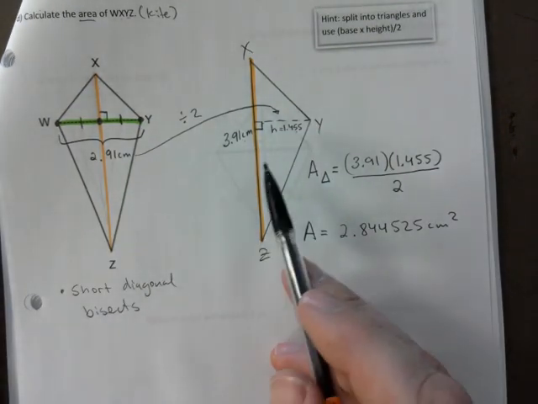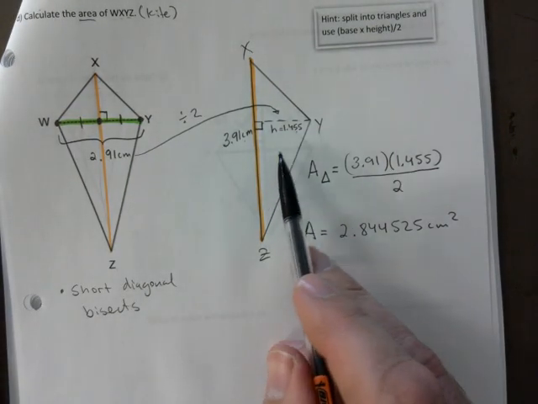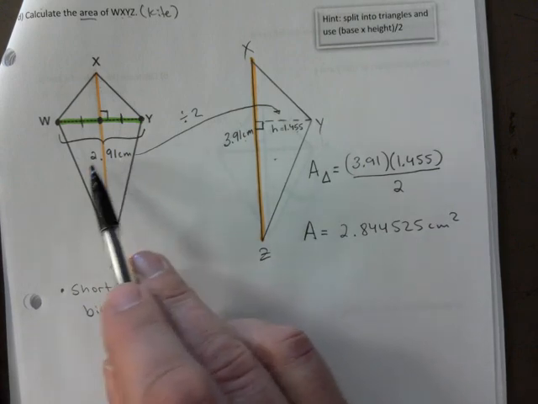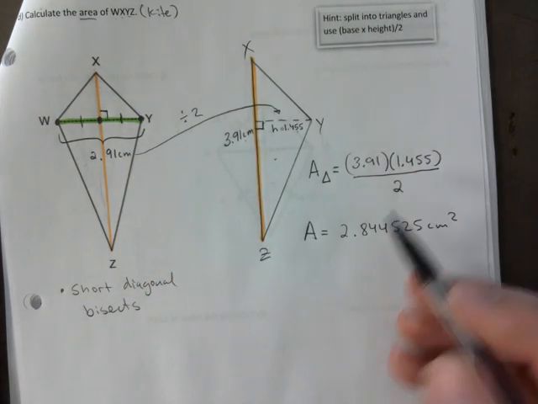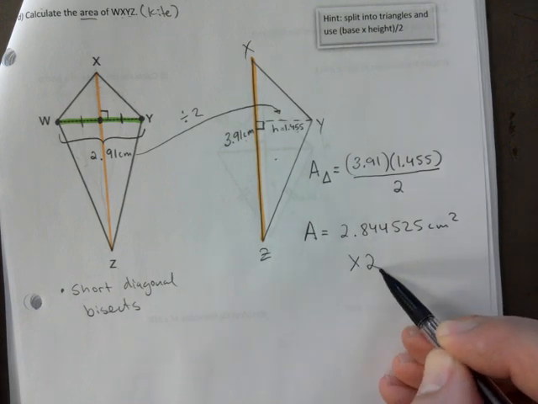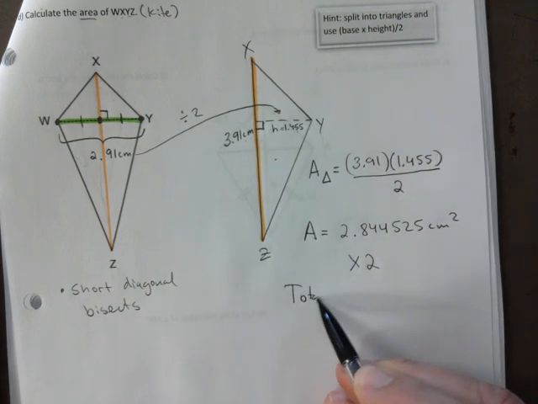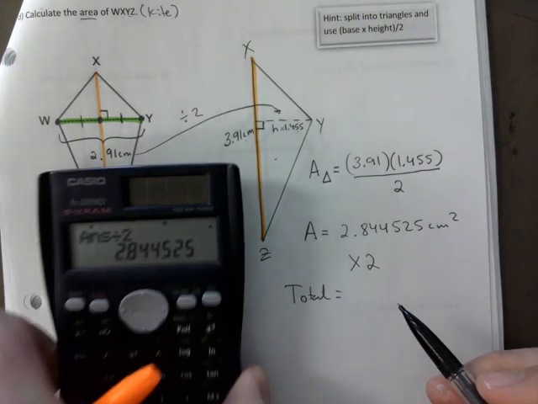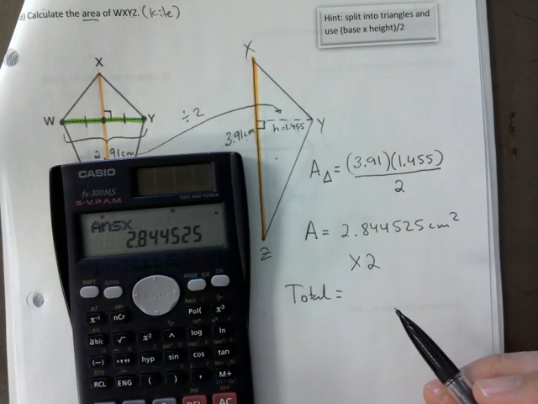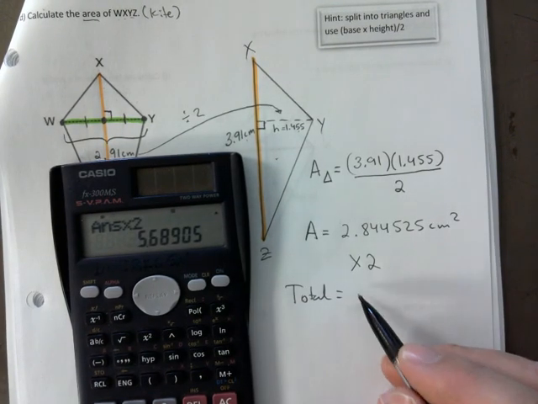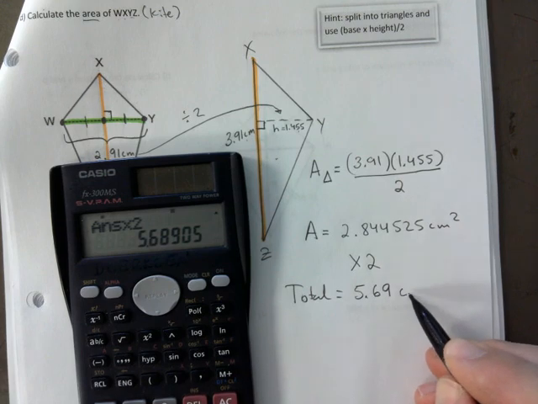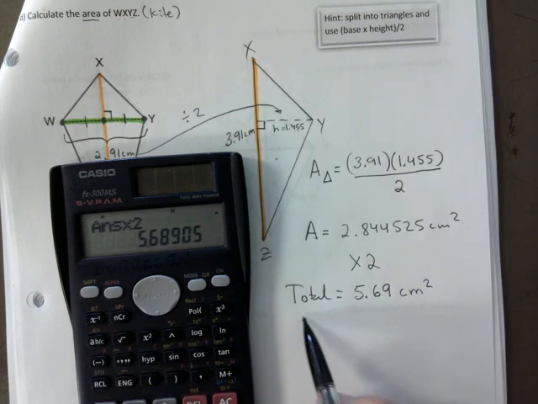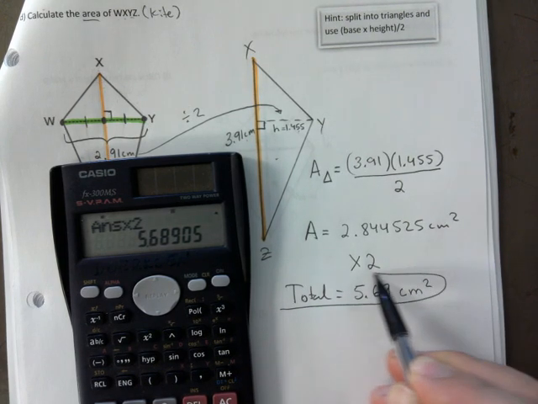How many of these do we have? Right, for the kite, there's 2 of them. They're exactly the same. So instead of dividing by 2, we'll go back to multiplying it by 2. So you grab your calculator, take what you had, multiply it by 2. That's 5.69, if we round it, and that's centimeters squared. There it is. That's what we needed.